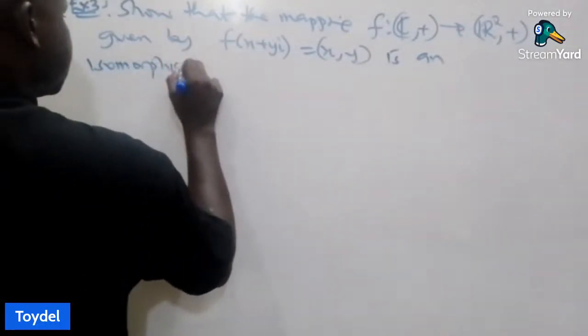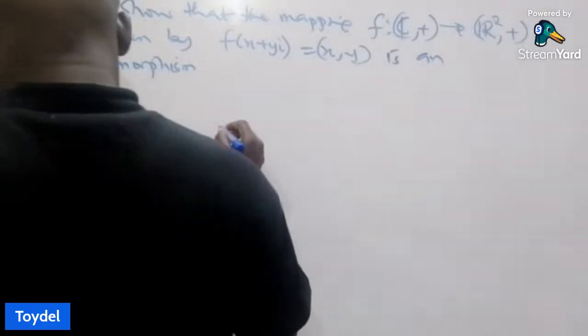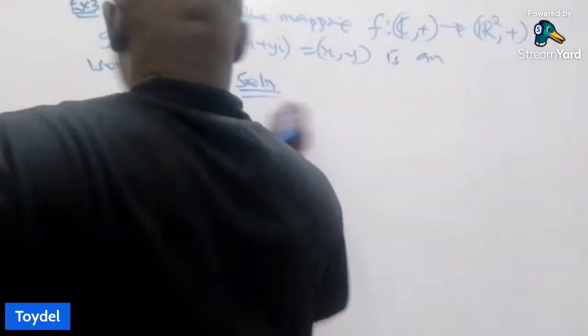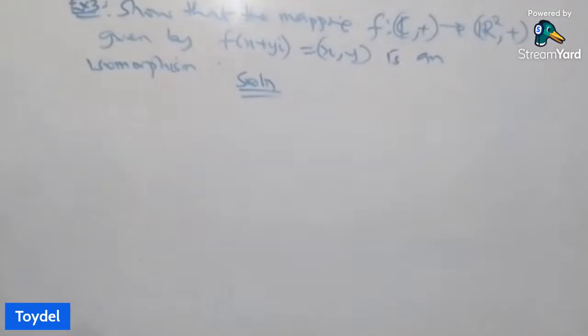Is an isomorphism. Okay. So what do we understand by isomorphism? Isomorphism is a bijective homomorphism. So in this case, we test for three things. First test that it is a homomorphism. We test for one-to-one, then we test for onto. Those are the three things that we are going to test for.